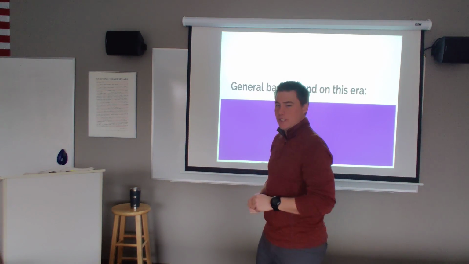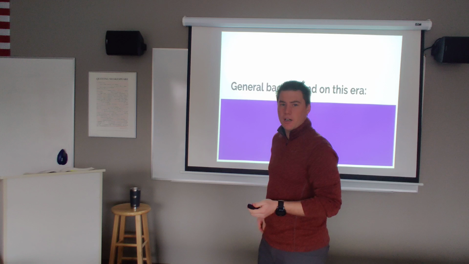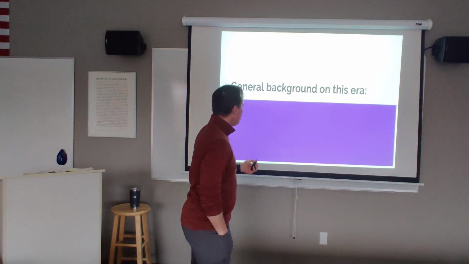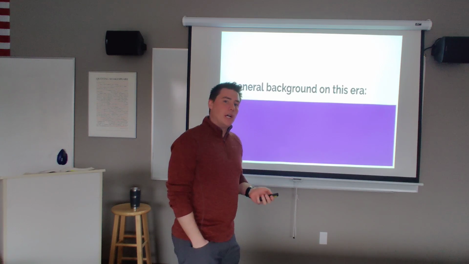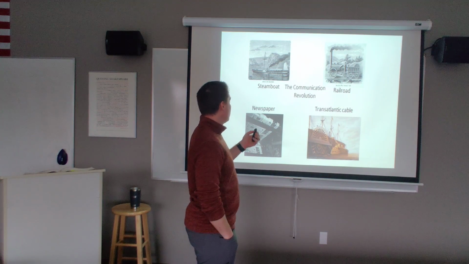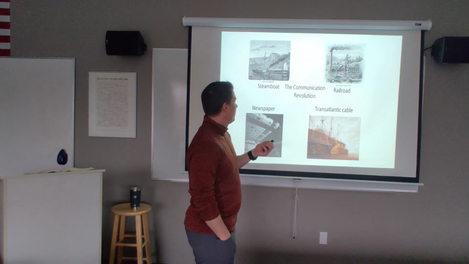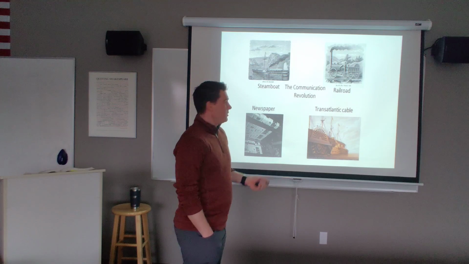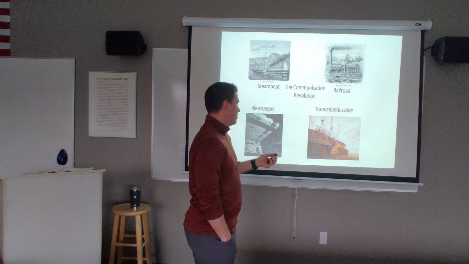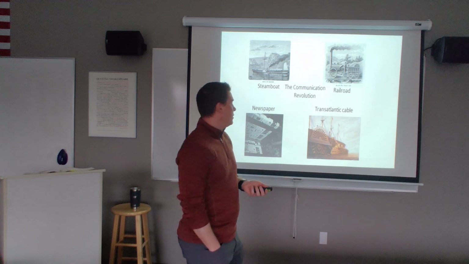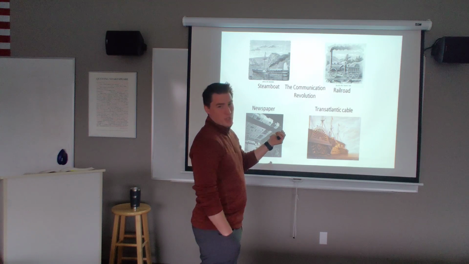You can follow along with these slides if you want. I'll post them on our classroom page so you guys can take a look at them and follow along as I go. So, some general background on the Industrial Revolution. These are the key inventions that we've been talking about: the steamboat, the railroad or the steam engine, newspapers, and the transatlantic cable, which comes a little bit later towards the end of the Industrial Revolution.